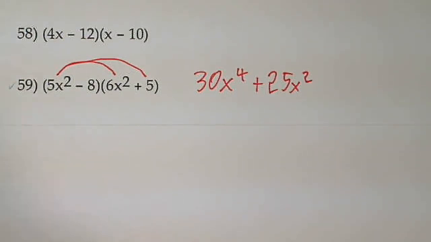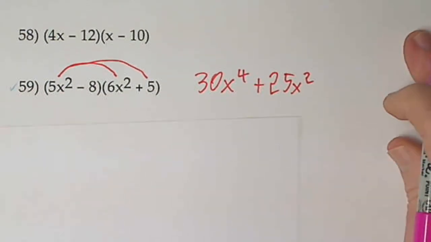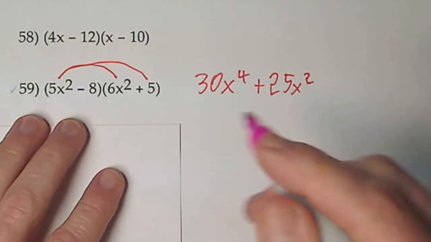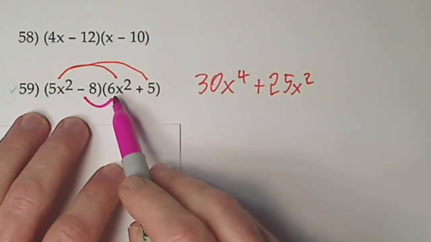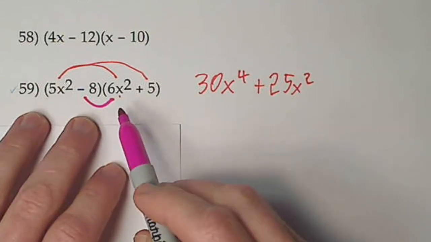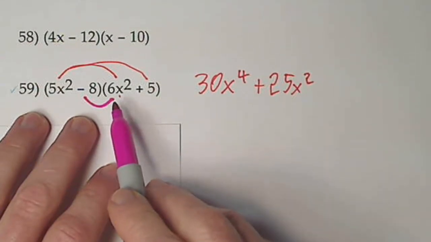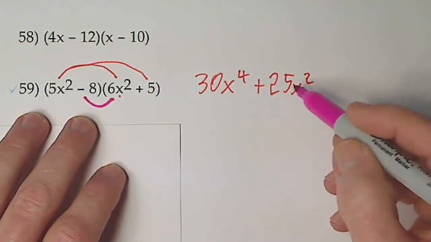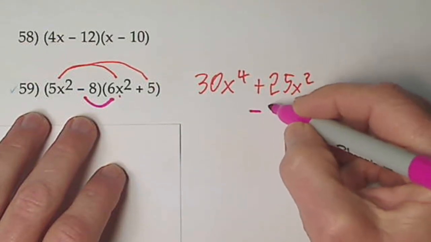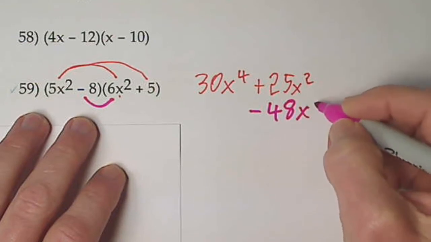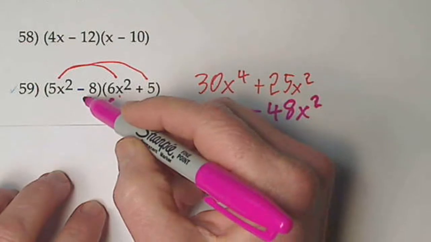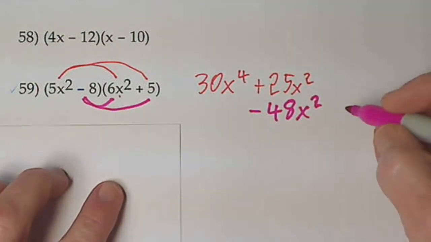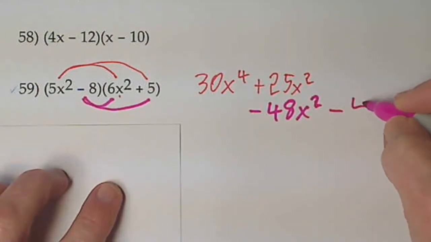Now we're going to multiply this negative 8 times each term. Negative 8 times 6x squared is going to be a negative 48x squared. I'm going to put it underneath here just because it's a like term. I could have just as easily written it to the side. And then negative 8 times positive 5 would be negative 40.